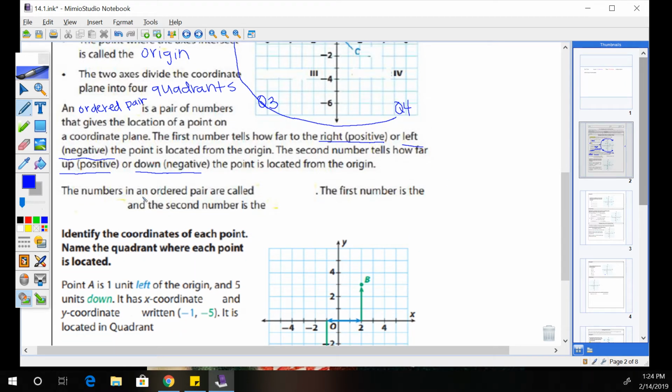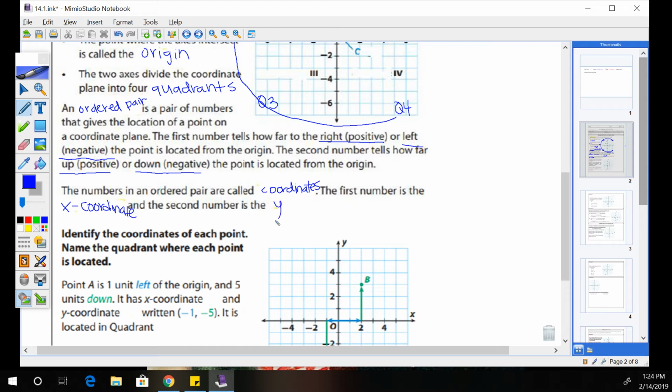Okay, the numbers in an ordered pair are called coordinates. The first number is the, does anybody know? X coordinate. And the second number is the, Jennifer?